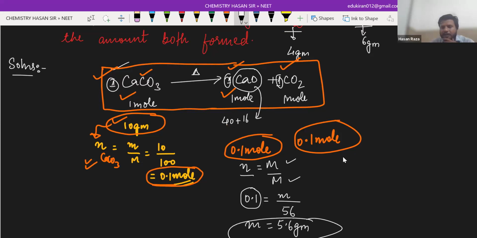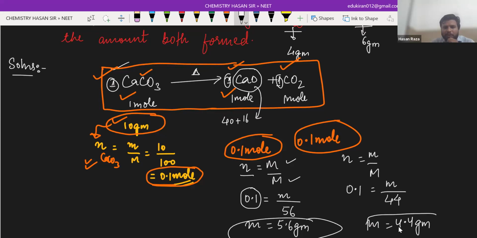In the same way, you can apply for this. Number of moles is equal to given mass upon molar mass. Number of moles here is 0.1, given mass is m, and molar mass is 44. If you calculate the molar mass of CO2, it is 44. So m will be equal to 4.4 gram. So this is the amount of carbon dioxide and calcium oxide that will form.